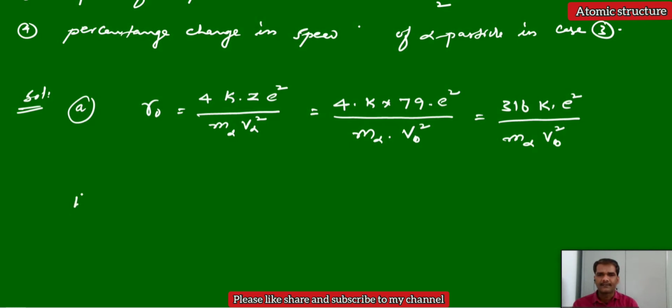And the second one. What is the second one here? The velocity of the alpha particle at a distance of 2 R naught. Here somewhere we are passing the alpha particle.